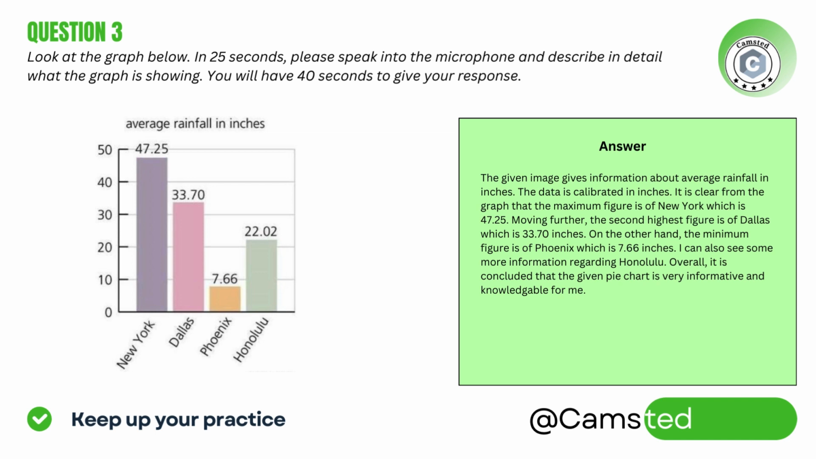On the other hand, the minimum figure is of Phoenix, which is 7.66 inches. I can also see some more information regarding Honolulu. Overall, it is concluded that the given pie chart is very informative and knowledgeable for me.